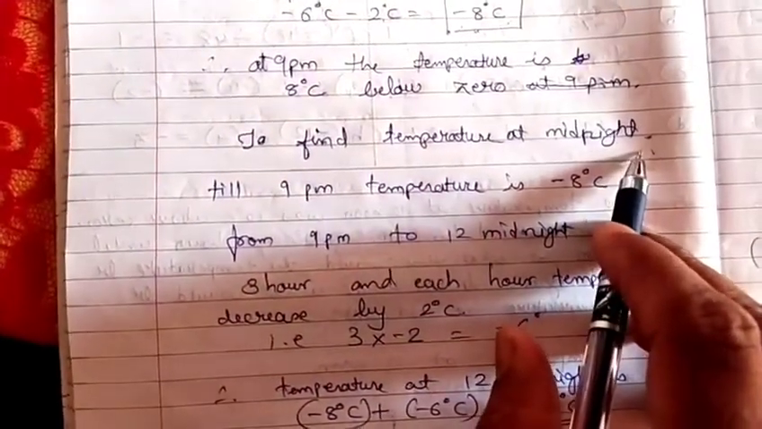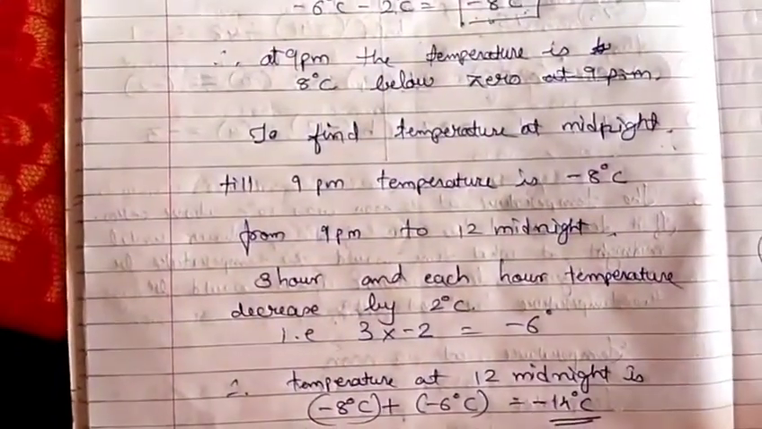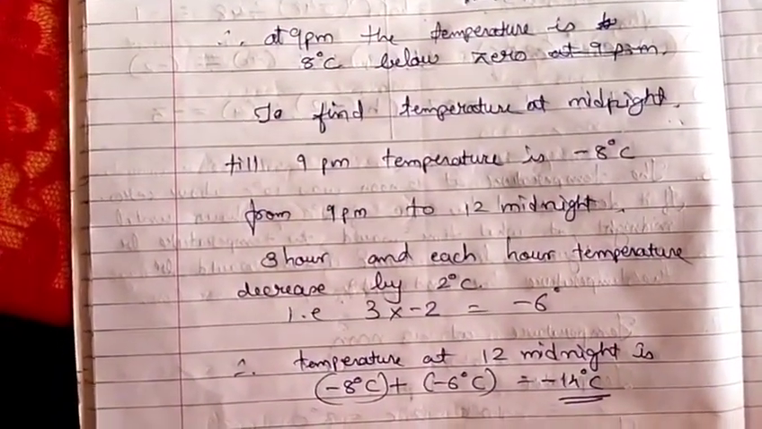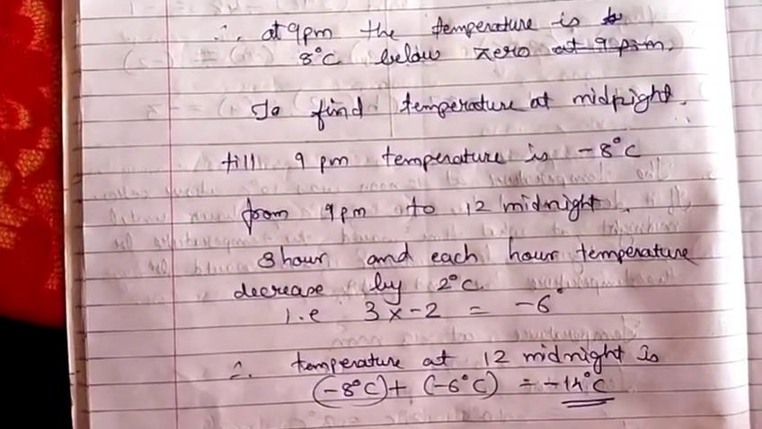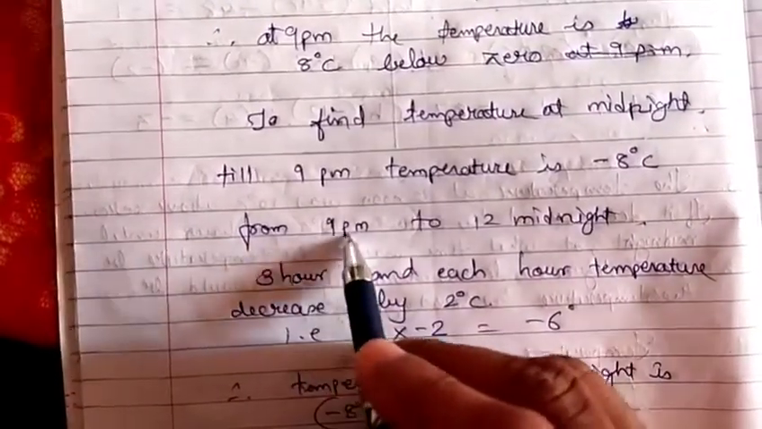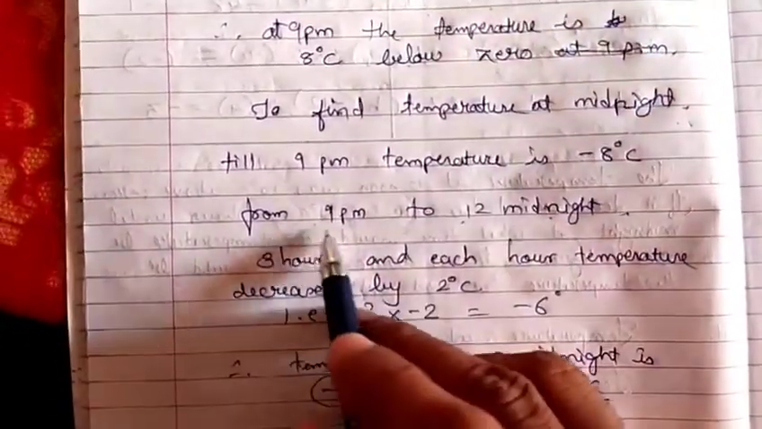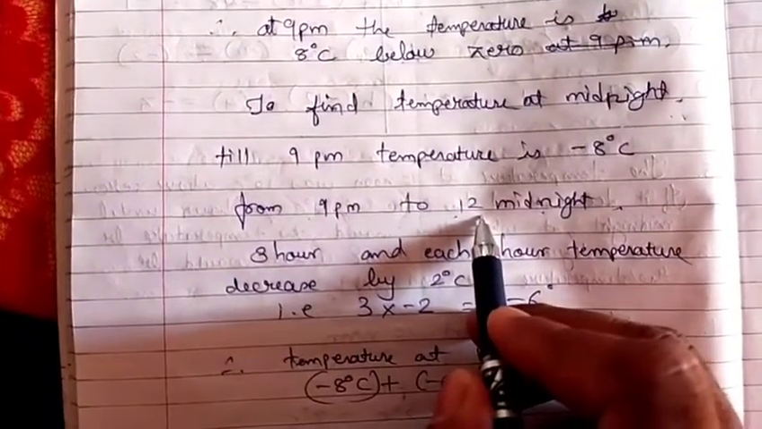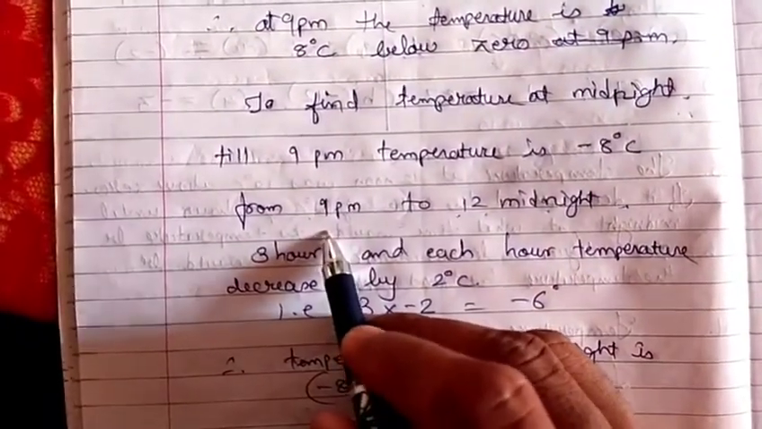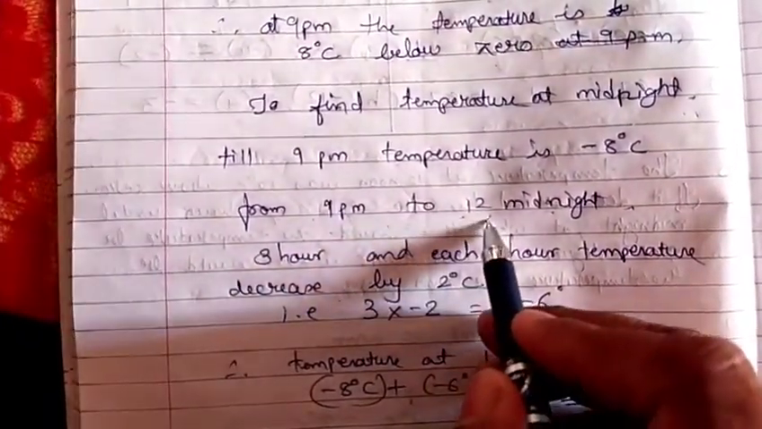Means we have to find the temperature at 12 o'clock at night, at midnight. Now, the temperature from 9 p.m. to 12 midnight: how many hours are between 9 p.m. and 12 midnight? 3 hours. 9 to 10, 10 to 11 and 11 to 12.